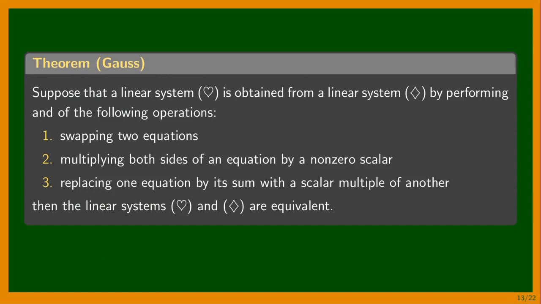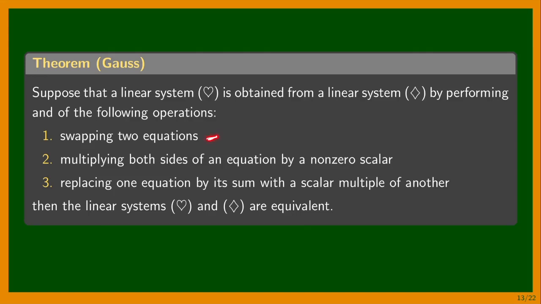Now, we have the following theorem and observation by Gauss. I think some of these are quite obvious. Now, suppose that we have two linear systems. One is represented by a heart, the other linear system is represented by a diamond. Suppose that the linear system heart is obtained from the linear system diamond by performing any of the following operations.